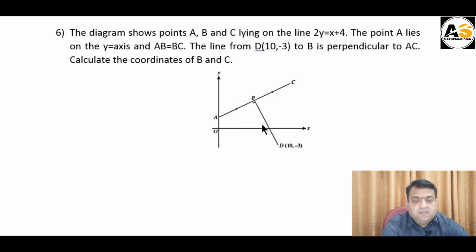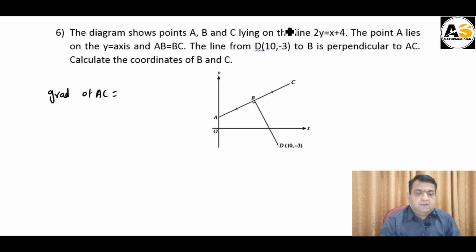Dear student, the equation of this line is given. I will first form the equation of line BD to find their intersection point B. Gradient of AC: from this line, if I convert 2y is equal to x plus 4, I will get y is equal to 1 by 2 x plus 2. So its gradient is 1 by 2. Gradient of AC is 1 by 2. It means gradient of BD will be equal to minus 2.